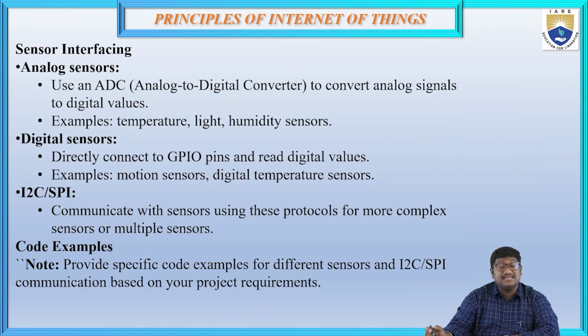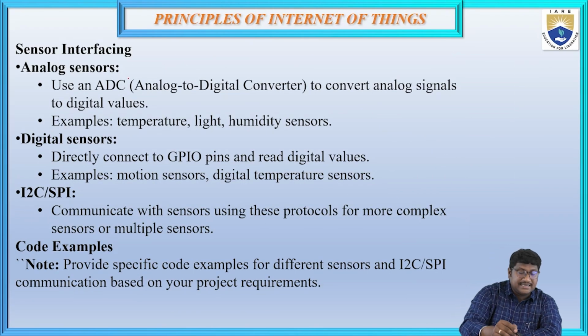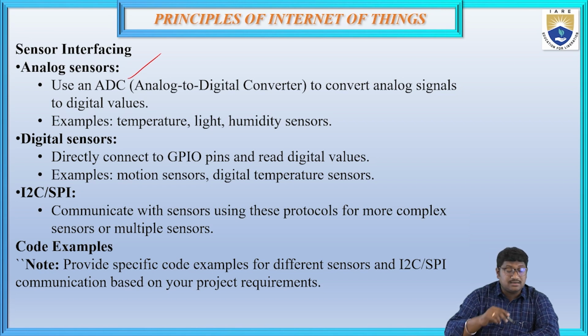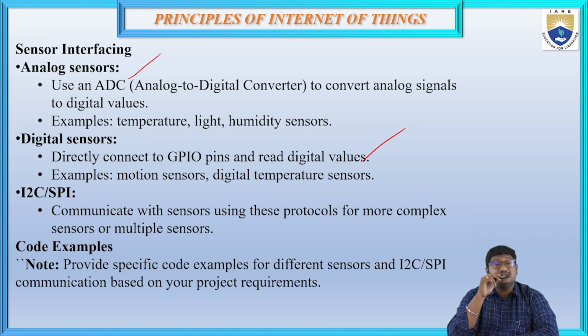And how sensor interfacing will be by using analog sensors, using ADC and DAC, analog to digital, digital to analog: temperature, light, humidity sensors. And analog sensors use only an ADC, which is an analog to digital converter, which converts analog signals into digital. Coming to digital sensors, which are connected to GPIO pins to read the digital values. I2C and SPI, which communicate with sensors by using these protocols. It is more complex for the sensors. Code examples.